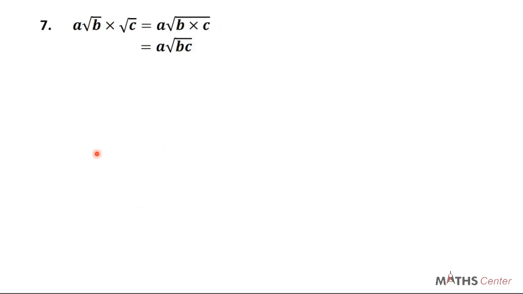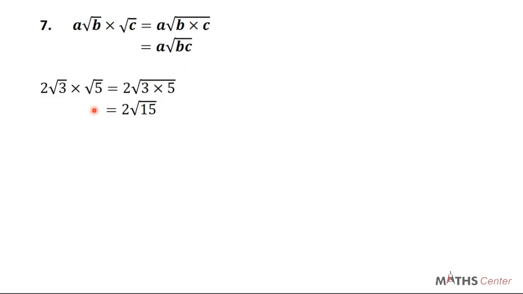Let's look at the seventh property. If you have a root b multiplying square root of c, it is the same as a square root of b times c. Since when you come here there is no number in front of this square root sign, we assume that the number there is 1. So a will multiply 1 to give us a. Then when we come here, the numbers under the square root sign will multiply. So b will multiply c to give us bc.